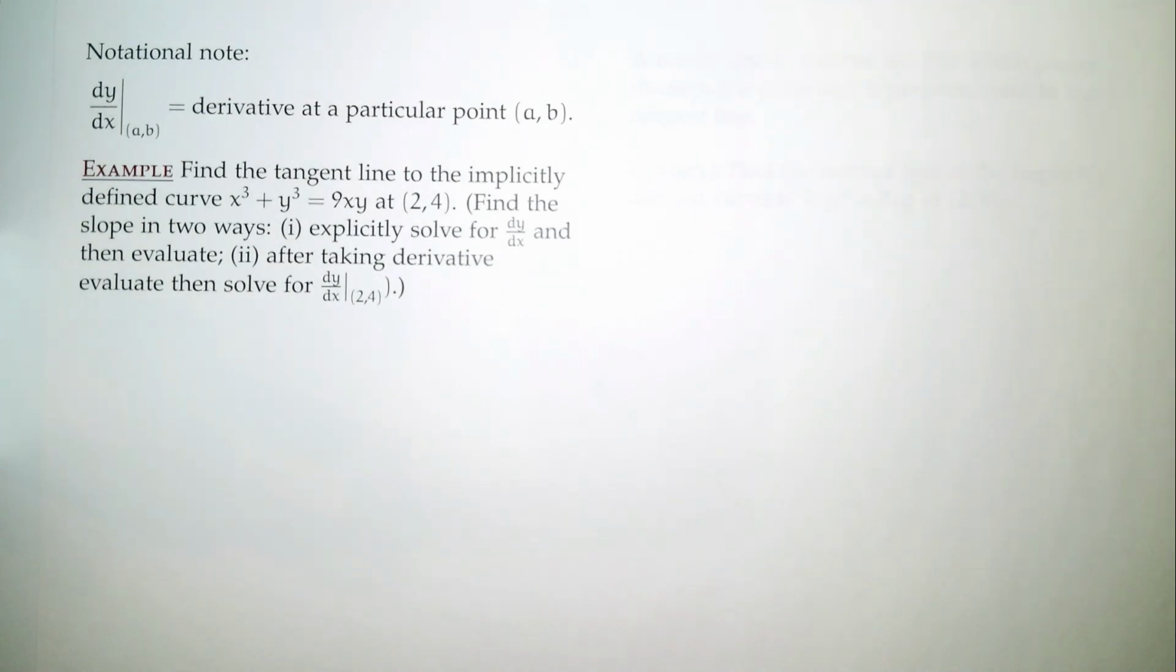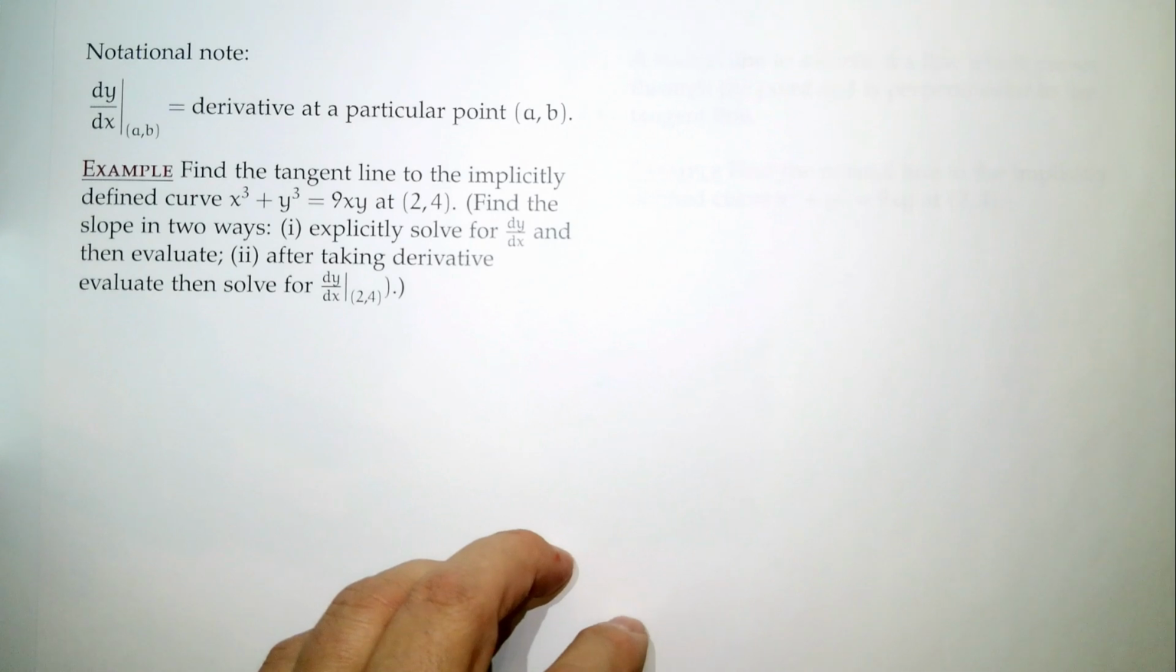All right, so we have an example. Find the tangent line to the implicitly defined curve x cubed plus y cubed equals 9xy at the point (2, 4). And it says, let's find the slope in two ways. Interesting. One, explicitly solve for dy dx and then evaluate. And two, after taking the derivative, evaluate and then solve.